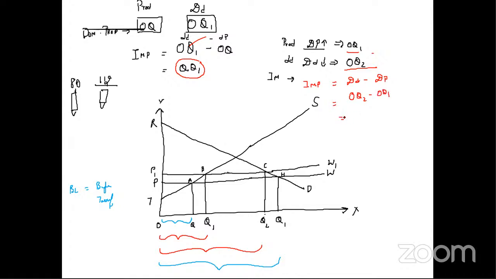So what is the new import I'm actually doing? OQ2 minus OQ1, that is Q1 Q2. So look at my new import. My new import, Q1 Q2, is less than my old import. What is my old import? Old import was Q1.